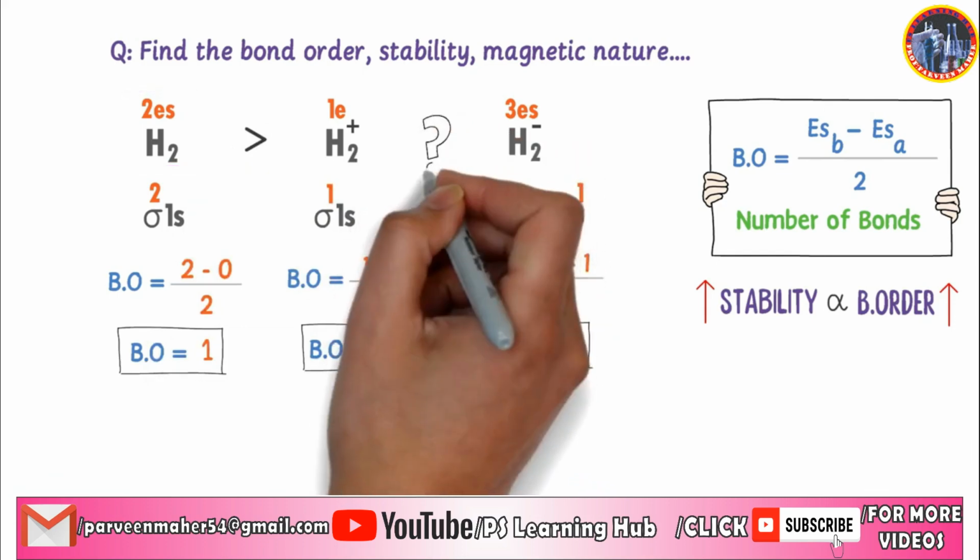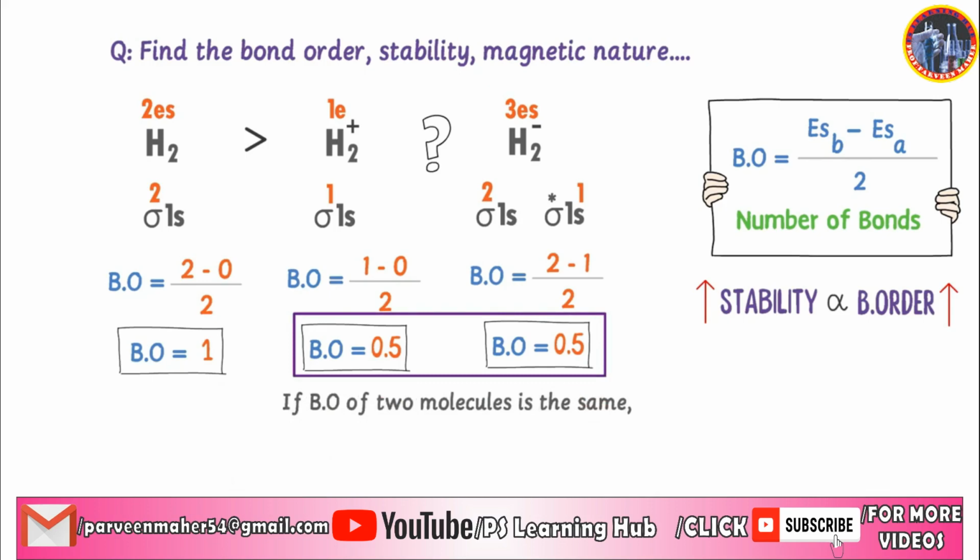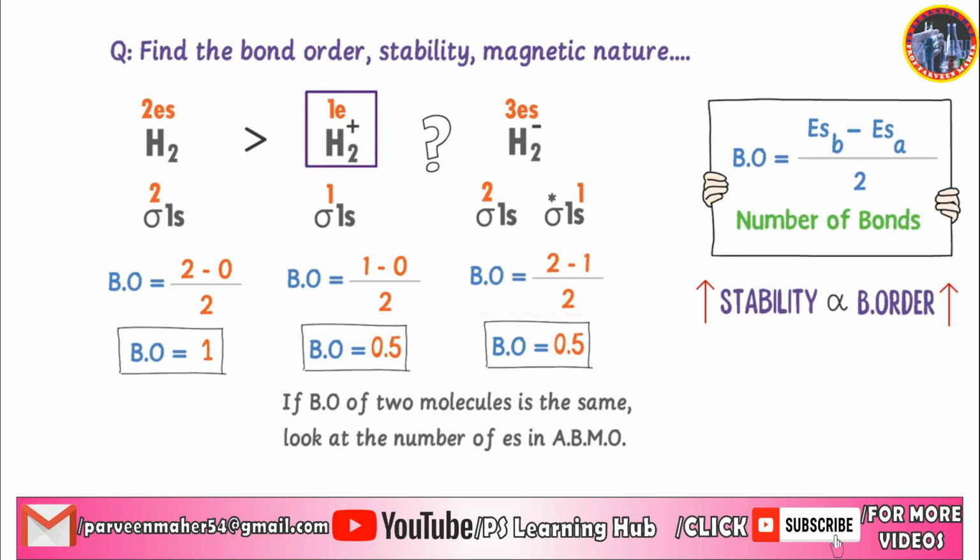But what about the stability order of the H2 positive ion and the H2 negative ion? They have the same bond order, 0.5 and 0.5. Well, if the bond order of two molecules is the same, we look at the number of electrons in the anti-bonding molecular orbital. In case of the H2 positive ion, there is no electron present in the anti-bonding molecular orbital, while in case of the H2 negative ion, there is one electron present in the anti-bonding molecular orbital. So the H2 positive ion is more stable than the H2 negative ion.